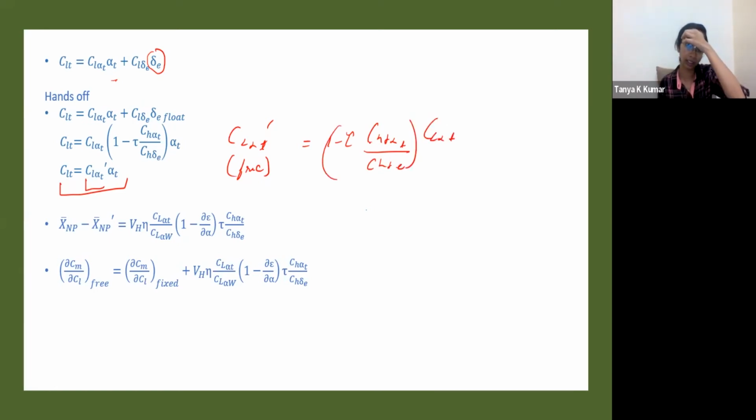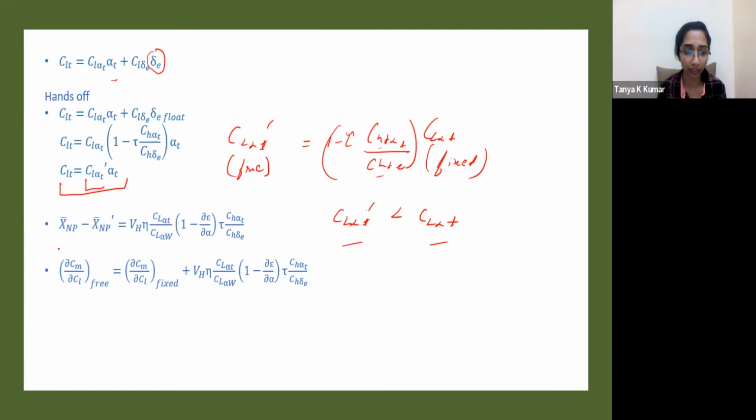Okay, what does this say? This quantity is negative, this quantity is negative, we have seen. Your tau, the control surface effectiveness parameter, is positive but less than 1. So this entire term would be less than 1, and what it tells us is that CL alpha tail prime, which is for the stick free case, is less than your CL alpha tail, which is for the stick fixed case. Okay, this is stick free, this is stick fixed.